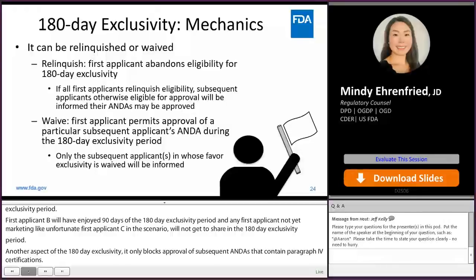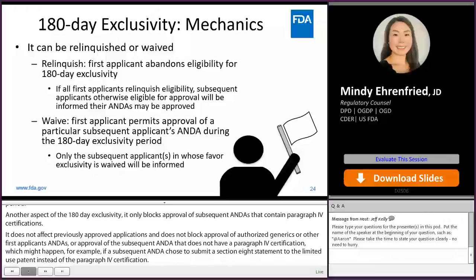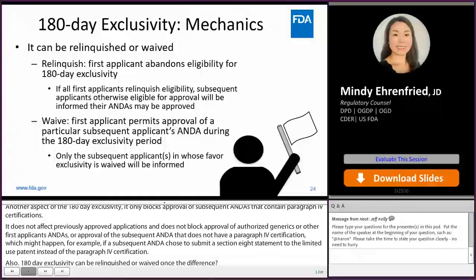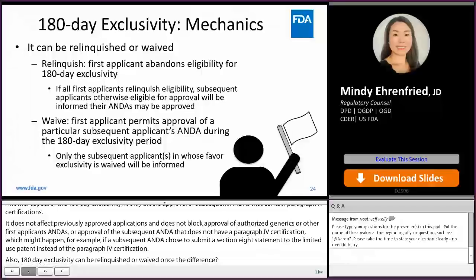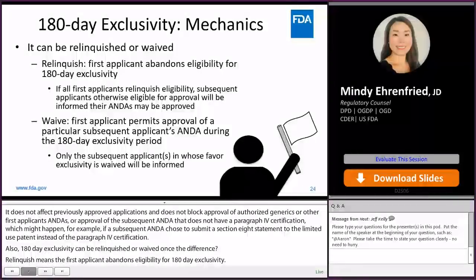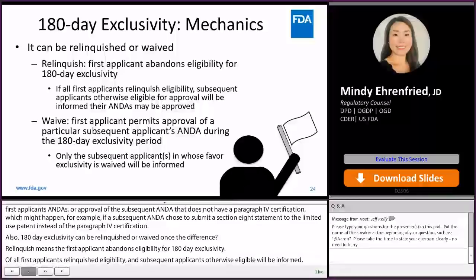Also, 180-day exclusivity can be relinquished or waived. What's the difference? Relinquish means the first applicant abandons its eligibility for 180-day exclusivity. If all first applicants relinquish eligibility, then subsequent applicants otherwise eligible for approval will be informed. Waive means a first applicant permits approval of a particular subsequent applicant's ANDA during the 180-day exclusivity period. If a first applicant waives 180-day exclusivity in favor of a specific subsequent applicant, only that subsequent applicant will be notified.